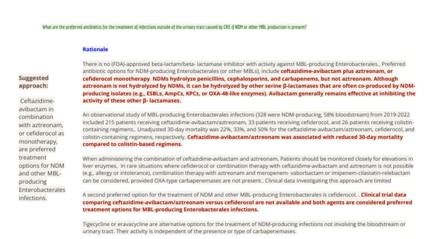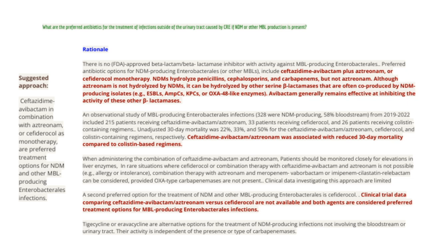So, we need to look at alternative options. Preferred antibiotics include a combination of ceftazidime-avibactam plus aztreonam or monotherapy with cefiderocol. Now, why these? Well, NDM enzymes hydrolyze penicillins, cephalosporins, and carbapenems, making many traditional antibiotics ineffective. However, aztreonam is an exception because NDMs do not hydrolyze it. The catch is that NDM producers often produce other serine beta-lactamases, like ESBLs or KPCs, which can hydrolyze aztreonam. Here's where avibactam comes into play. It inhibits many of those other beta-lactamases, protecting aztreonam from being broken down.